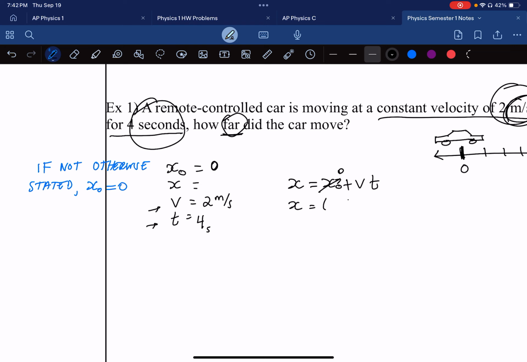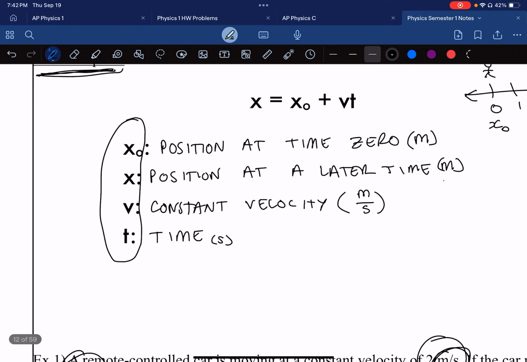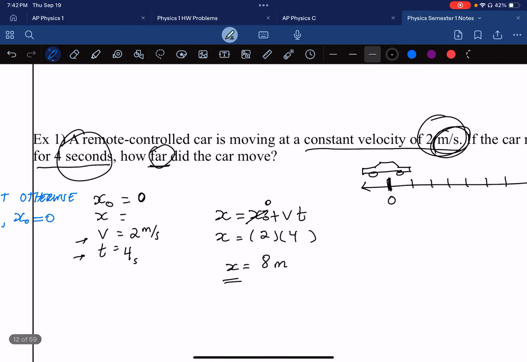I'm going to substitute them. And when you substitute numbers, you should always put them in parentheses. So v is 2 and t is 4. And we just calculate that. 4 times 2 is going to be 8. And the units for position x, remember we said, is in meters. That's how I know what the units are.